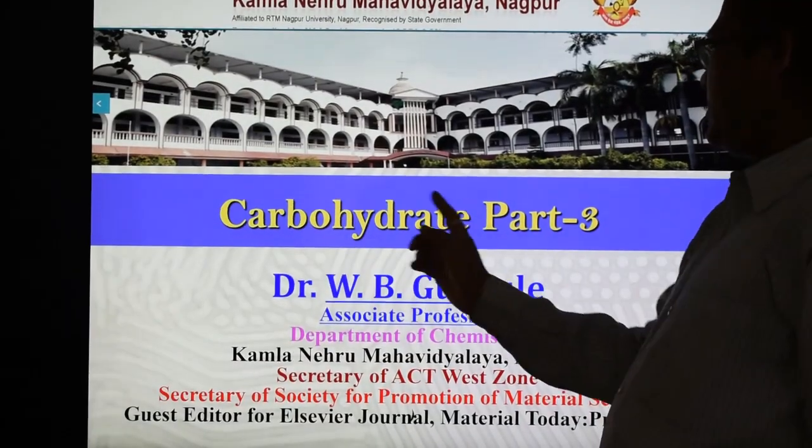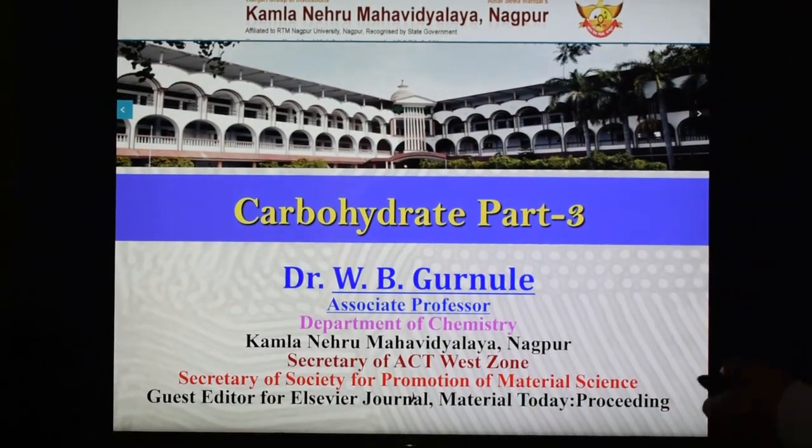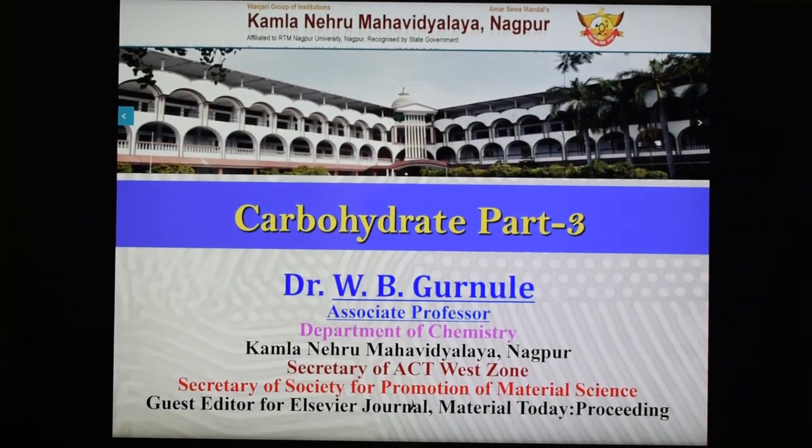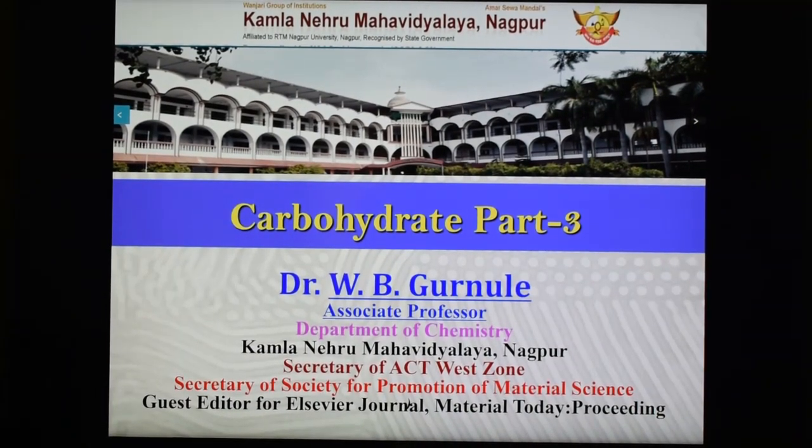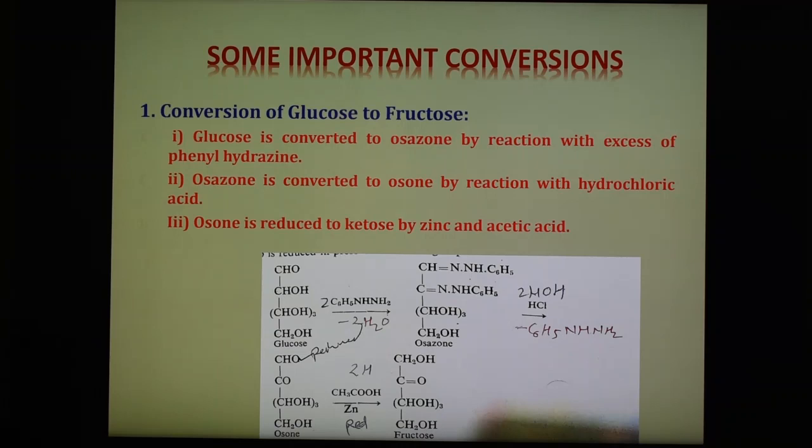So today's topic is the third part of the carbohydrate, and here we are going to see some important conversions of the carbohydrates. First, we are going to see the conversion of glucose to fructose. This conversion consists of some steps. So we can say that this is the conversion from aldose to ketose. Aldose can be converted to ketose, and it contains a total of 3 steps, which are shown in this slide.